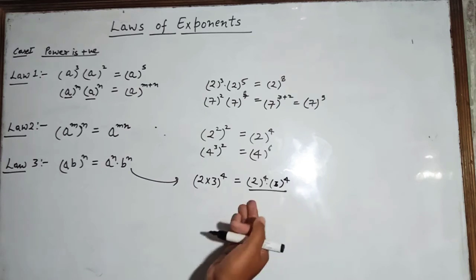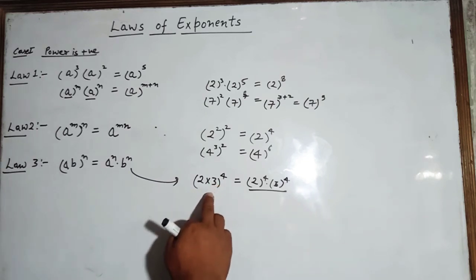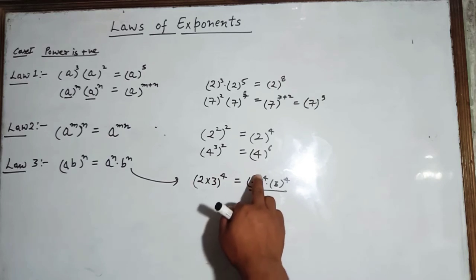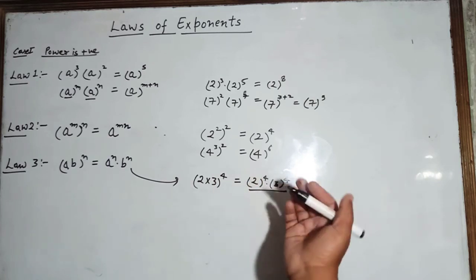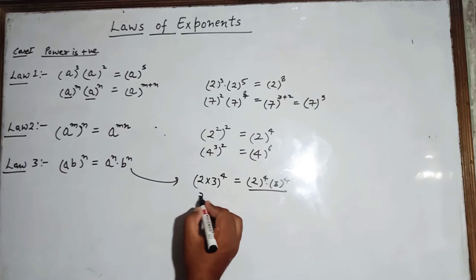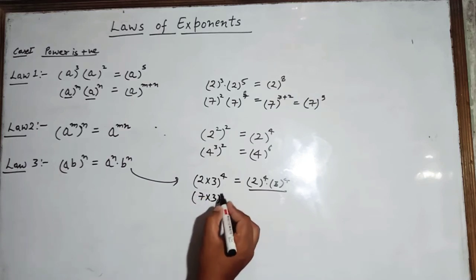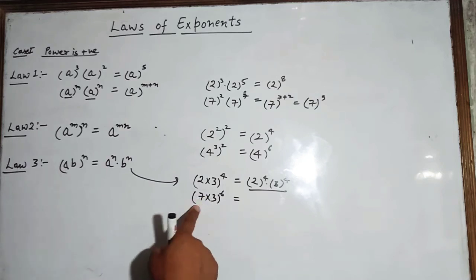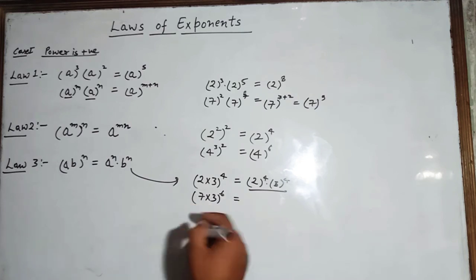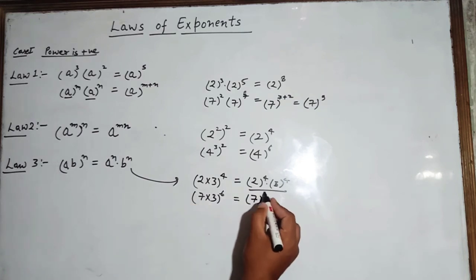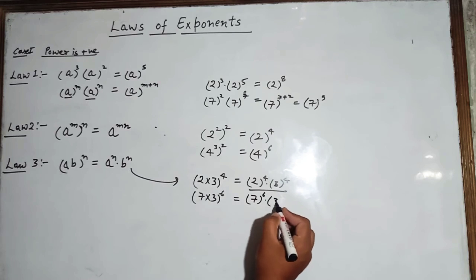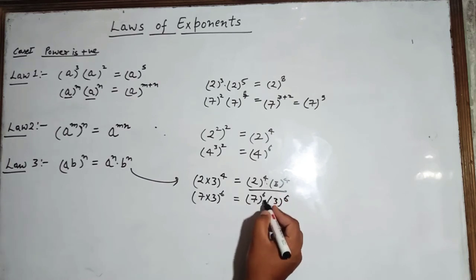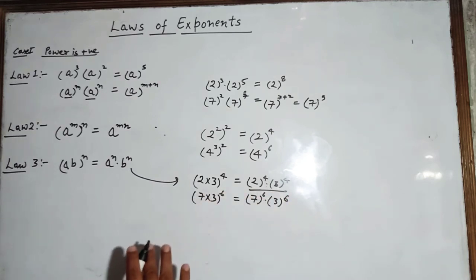It is the same, no? If we are writing 2 into 3 to the power 4, it is equal to 2 to the power 4 into 3 to the power 4. Same way, if we are writing 7 into 3 to the power 6, it will be equal to 7 to the power 6 into 3 to the power 6. This dot is a simple symbol for multiplication.